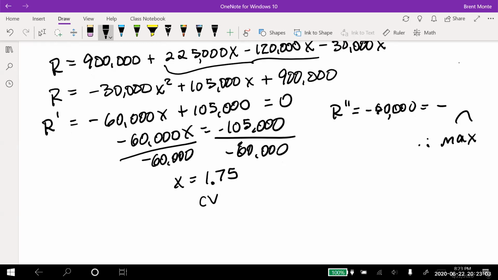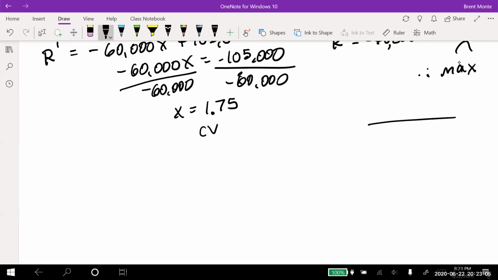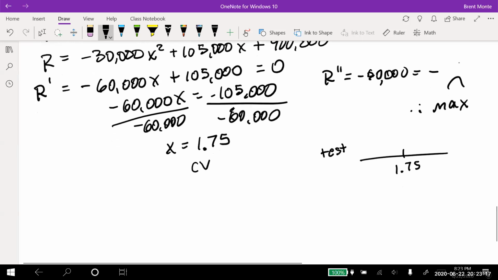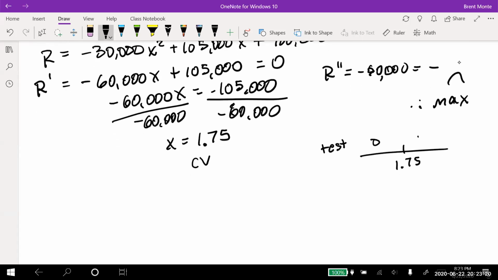That's the second derivative test. If I wanted to do the first derivative test, remember what I'd do? I'd put the 1.75 here, and then I'd test a number to the left and the right. Say I test 0. Let's test 0. 0 is always nice. And let's say 0 and 10. I plug it into the first derivative. Well, the first derivative is right here.